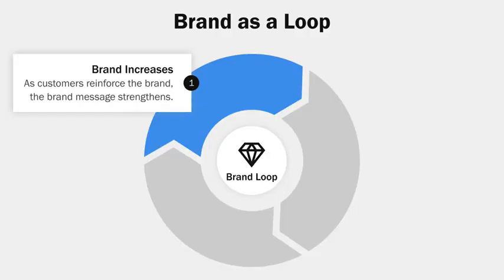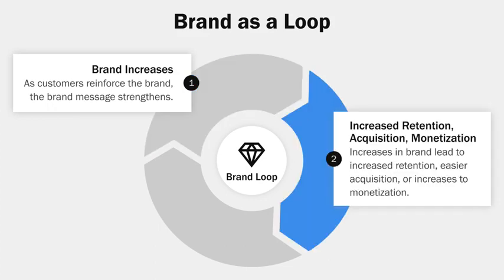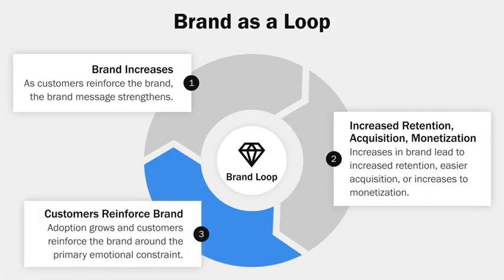Let's break this down into its pieces. Let's first look at the steps of a brand loop. A brand starts by solving and communicating the primary emotional constraint for adoption around that product. As that brand is recognized by a user, it helps increase acquisition, retention, and monetization. And as that happens, customers reinforce the brand around that primary emotional constraint, increasing that brand presence, fueling the loop even further.